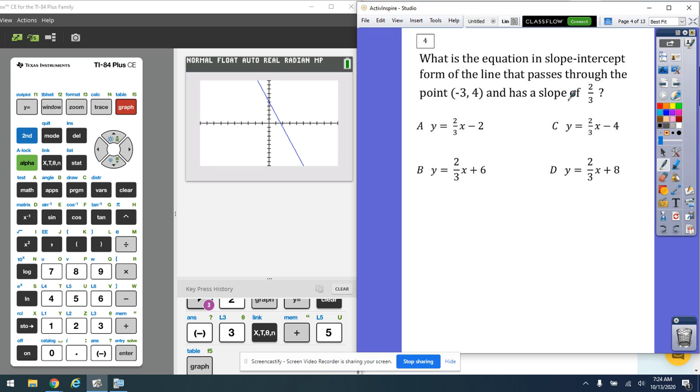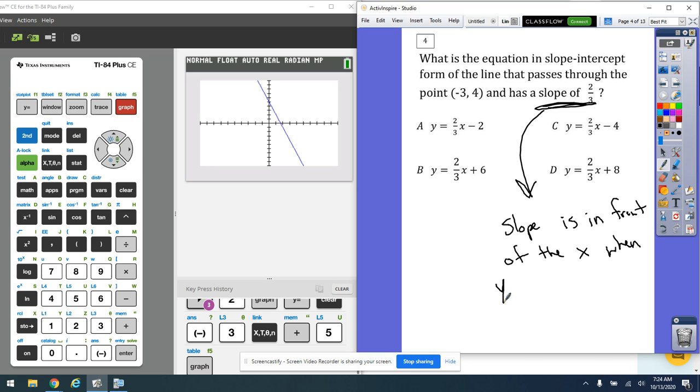So slope. So remember slope. That's the only thing you have to apply. So slope is in front of the x when y is by itself. And that's a key part here. So y is by itself. So that means now the slope number is going to be in front of the x. So here's slope, slope, slope, and slope. So basically all of them have the same one. So I have to do that guess and check thing again.